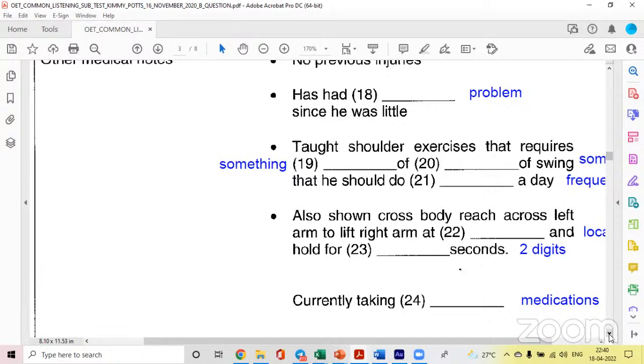Okay, and how often should I do that? Only once a day. Have you got that? Yes, thank you. You said that there was another exercise? Yes. It's called the crossbody reach. Oh, Mel showed me that one.